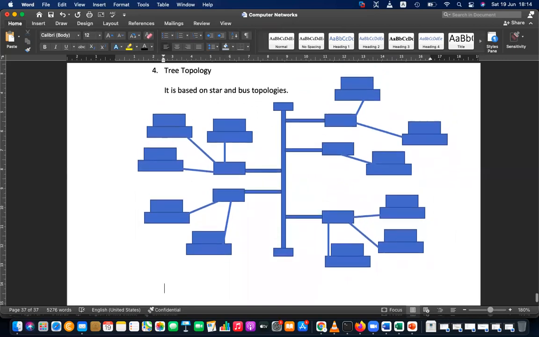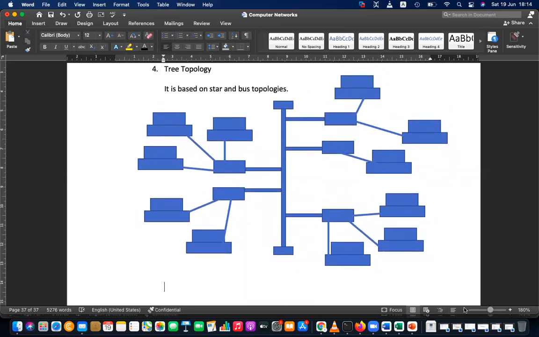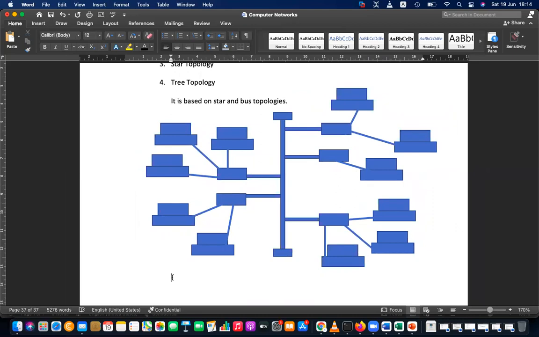Okay, under that, after drawing, you have to name the component. This is the central baseline. And to the central baseline, you have terminators, and you have T connectors also, and switches, and then computers or nodes.